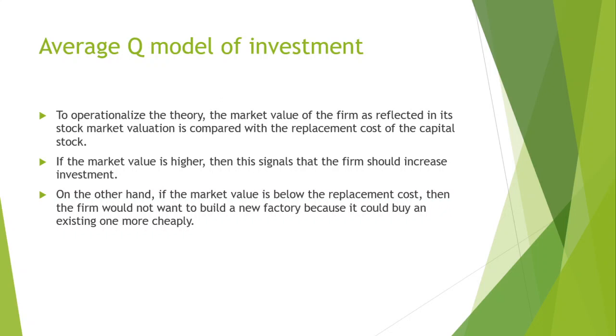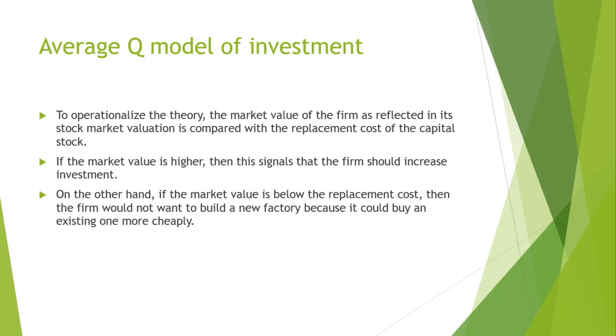And then if the market value is higher, then this signals that the firm should increase investment. So average Q is equal to market value of the firm divided by replacement cost of capital. That is the stock market value of the firm divided by the replacement cost of capital. If the market value is higher, then this signals that the firm should increase investment. On the other hand, if the market value is below the replacement cost, then the firm would not want to build a new factory because it would buy an existing one more cheaply.